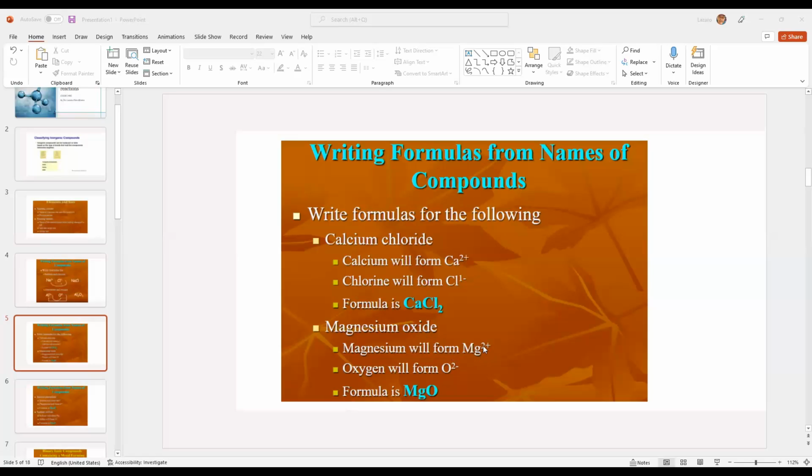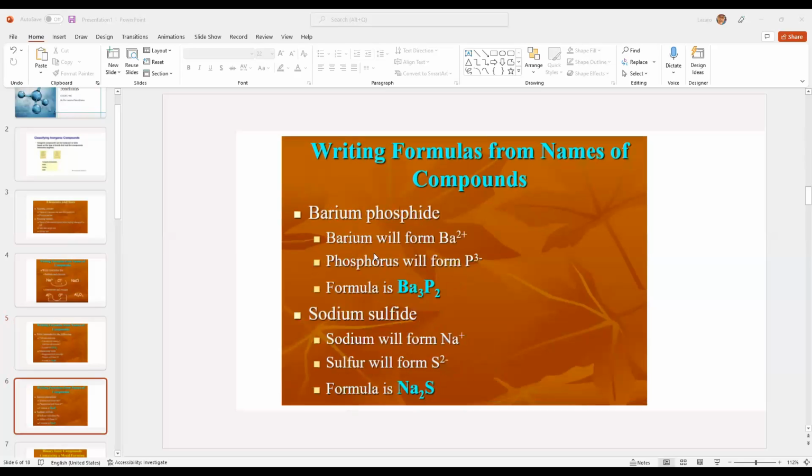Magnesium oxide. Magnesium is positive 2 and oxygen is negative 2. As they have the same charge, they cancel out, and you write magnesium and then oxide. In the case of barium phosphide, barium is 2+, and phosphorus, or phosphide, is -3. Then you interchange the charges and you get this formula. And similar happens with sodium sulfide.